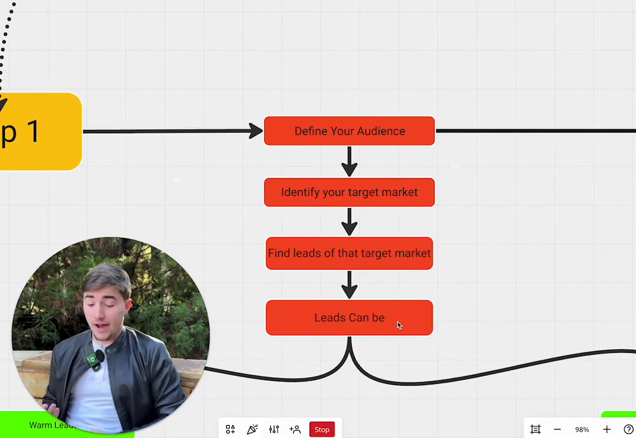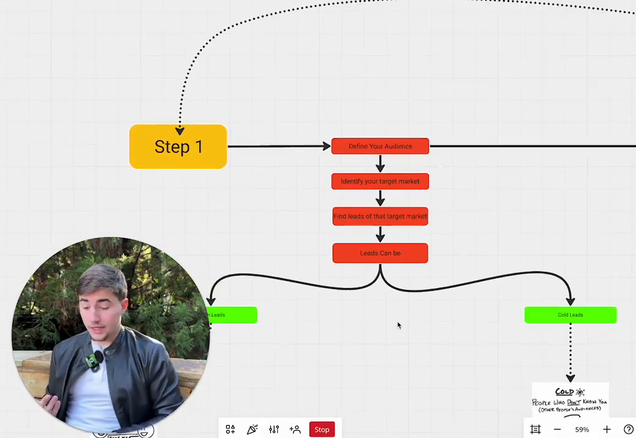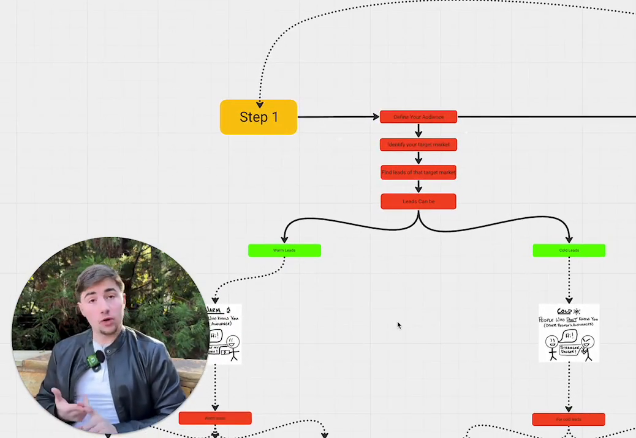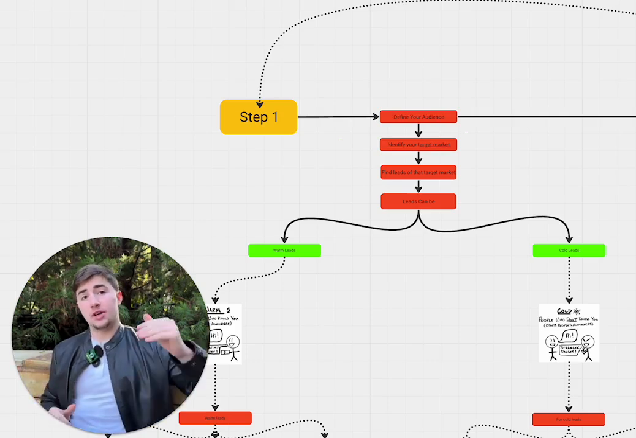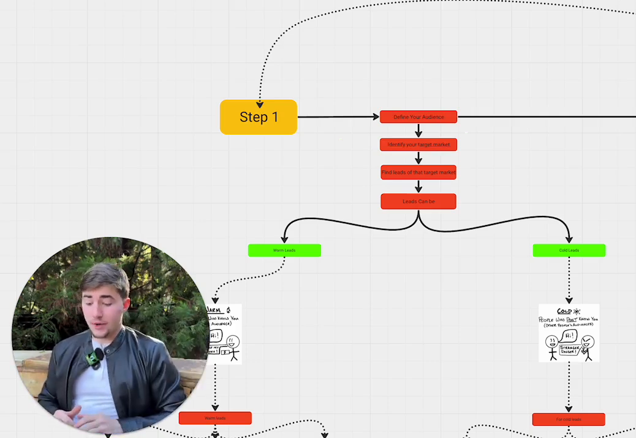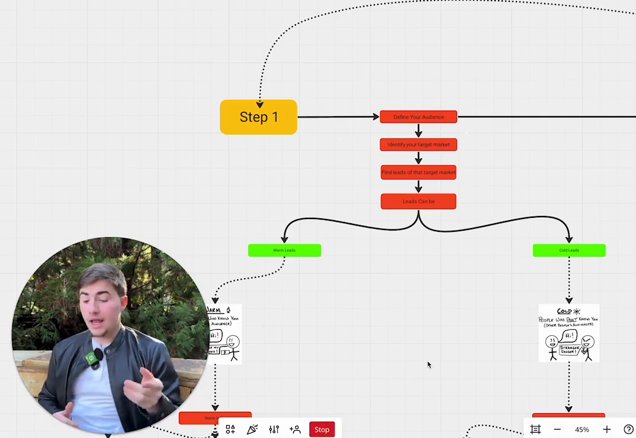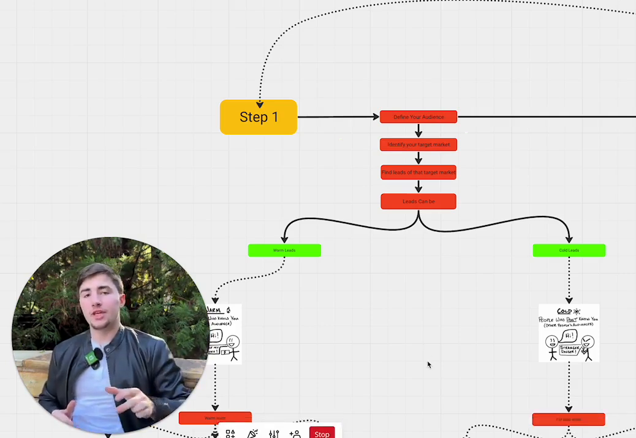After that, you gotta find leads that target the market. So leads can be warm leads or cold leads. Obviously, if you're doing cold outreach, it's likely that you scraped someone else's account, and that scrape turned into the list that you're doing outreach to, and that's cold. But if you're doing warm, it's people who have interacted with you, you're sending DMs to them.